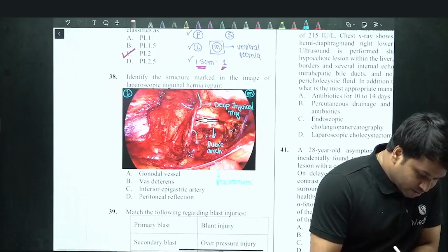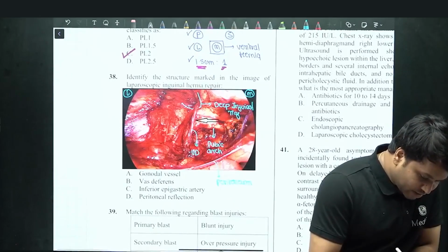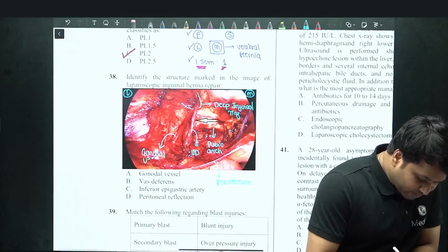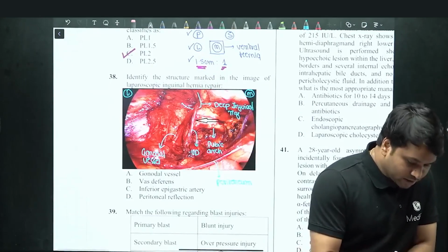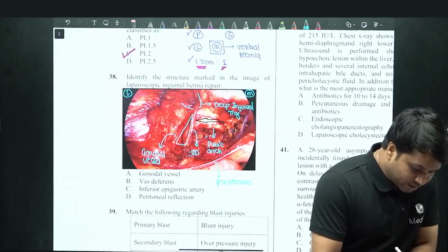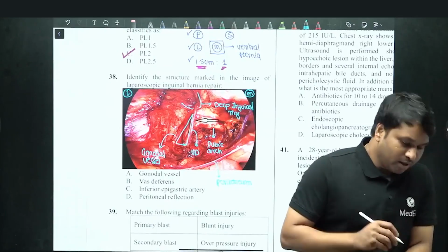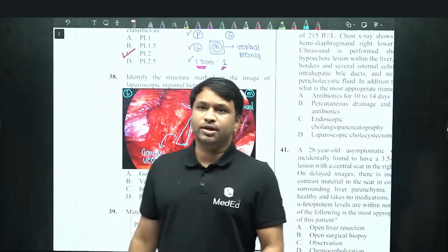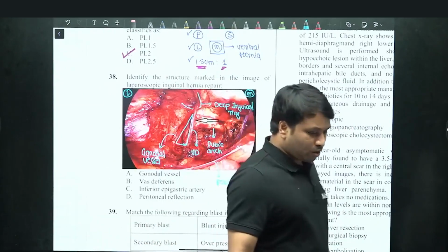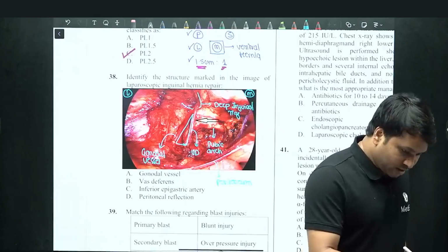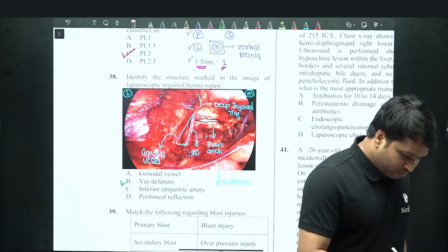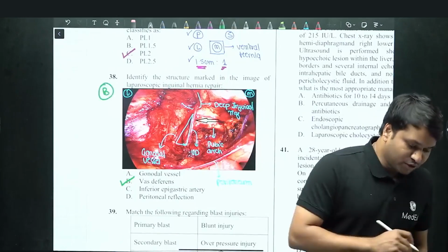Medially, you see this structure which is present. This is your vas deferens. Laterally, you see these are your gonadal vessels, and this is the triangle of doom. So the triangle of doom, the structure that is marked is going to be your vas deferens. So the answer here is going to be B for Bombay. It is your vas deferens. This is your triangle of doom.